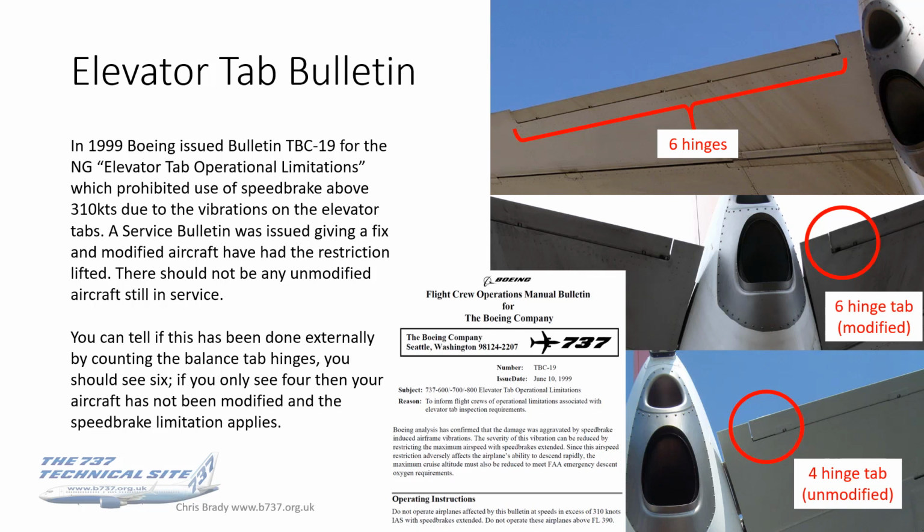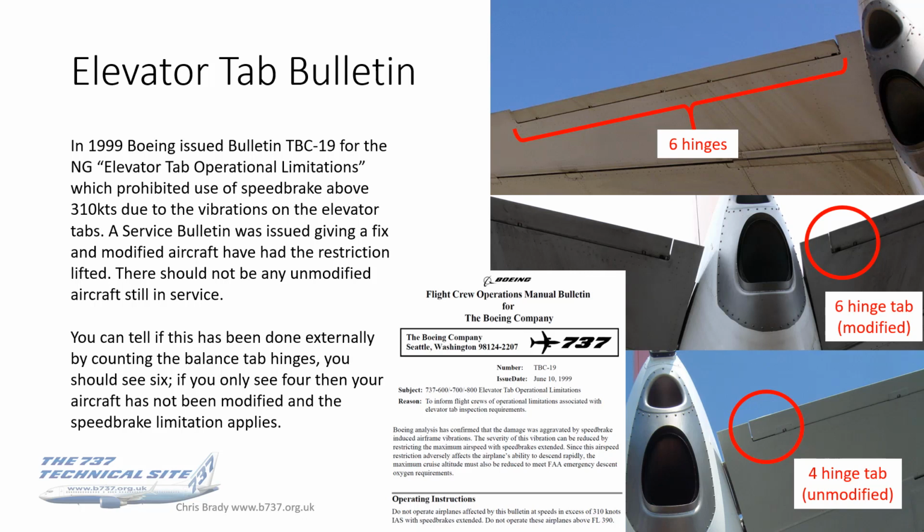You'll recall that I mentioned, in one of the other flight control presentations, pitch it was, this bulletin 19, which hopefully has been removed from all your FCOMs now, which prohibited the use of speed brake above 310 knots due to vibrations in the elevator tabs. I mentioned it in that presentation, but the bit I'd add to the story here is the hinges.